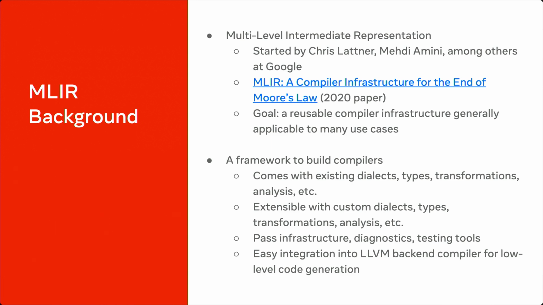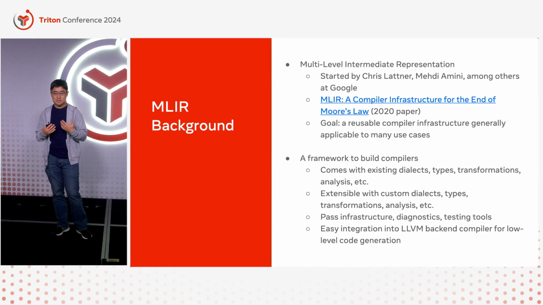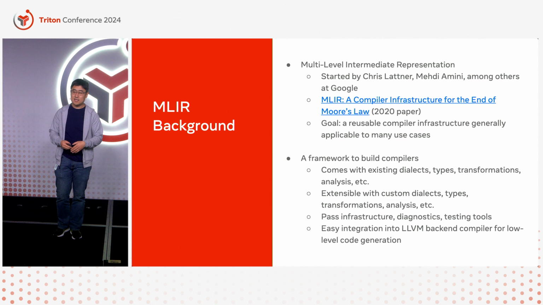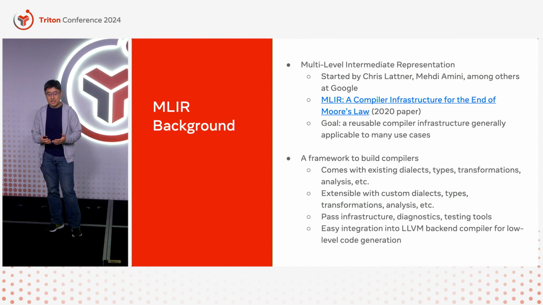In this paper, they mentioned one of the main motivations for the project was that people had observed, even within Google, within the domain of machine learning compilation, there was a lot of repeated work, and due to various resource constraints and so on, the wheels were often reinvented and sometimes re-implemented in a suboptimal way. The goal of MLIR is to really create a reusable compiler infrastructure that is generally applicable to many, many use cases. And as a user of the MLIR framework, I would say this goal is largely achieved today.